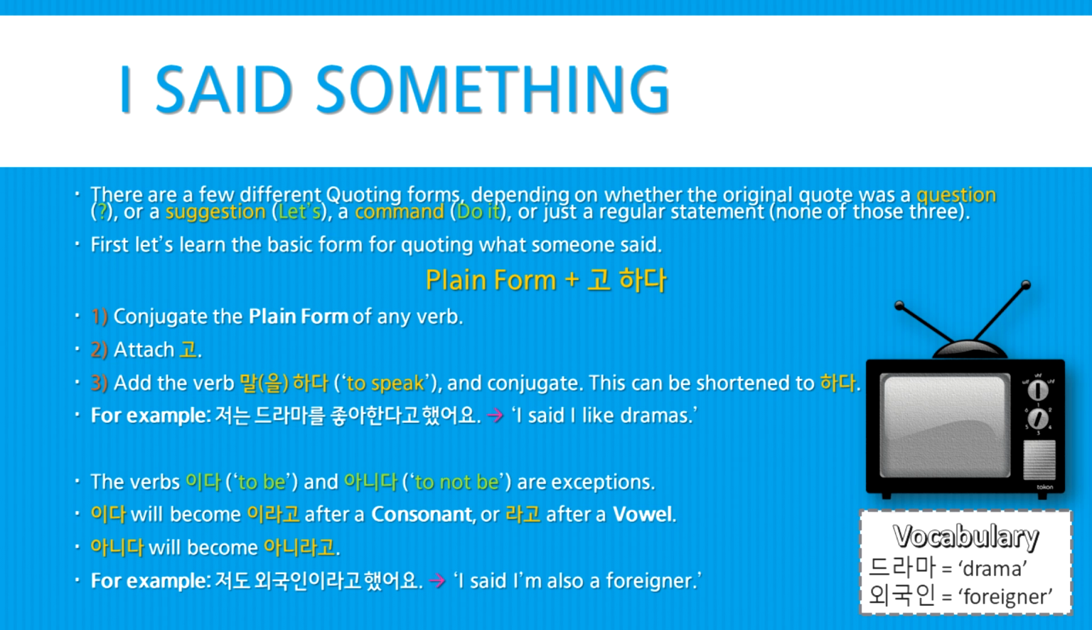Note that the verbs 이다, to be, and 아니다, to not be, are exceptions. 이다 will become conjugated as 이라고 after a consonant or 라고 after a vowel. And 아니다 will become 아니라고. For example, 저도 외국인이라고 했어요. I said I'm also a foreigner.